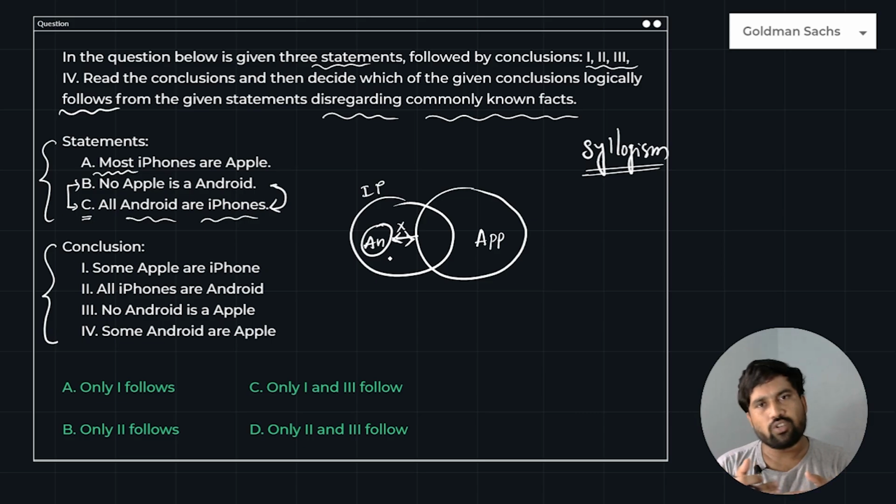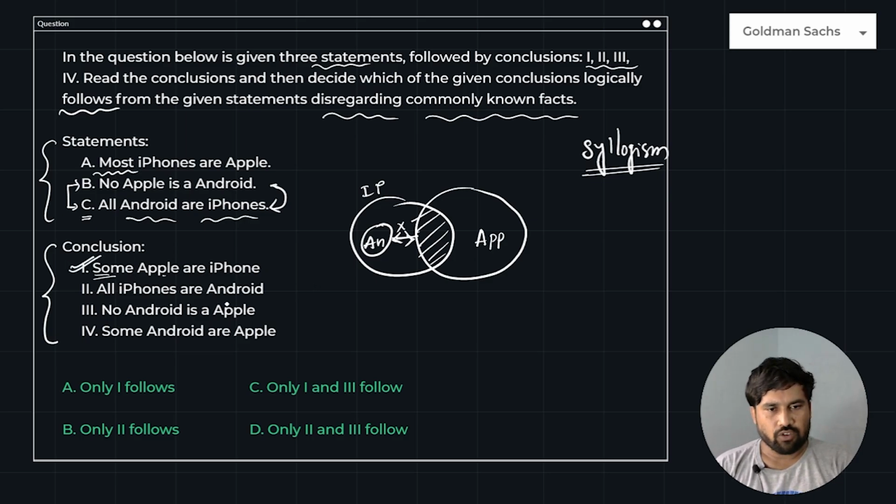Depending on the order of the statements, the problem may become more difficult. You need to practice this. Okay, so just look into the conclusions now. Conclusion one: some Apple are iPhones. Just look here, guys. Yes, a common intersection area is there, and most is the same as some. So conclusion one is true.